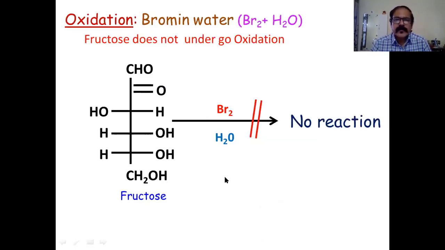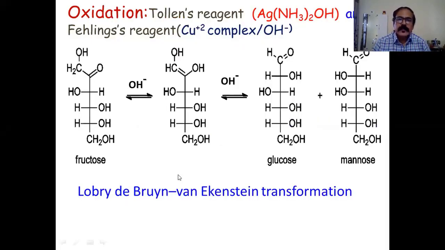oxidation with bromine water. Bromine water is a weak oxidizing agent, and glucose will be converted into gluconic acid in that case. But in this case, what is happening? It is not getting reacted with fructose. So bromine water does not react with fructose and will not oxidize the compound. Next, we will see other weak oxidizing agents, Tollens reagent and Fehling's reagent.